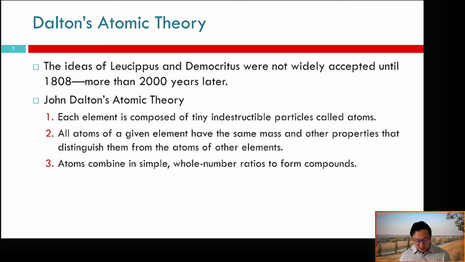It wasn't until over 2,000 years later that this was widely accepted in John Dalton's atomic theory. His formal theory is that each element is composed of tiny, indestructible particles called atoms, that all the atoms of a given element have the same mass and other properties that distinguish them from the atoms of other elements, and that atoms combine in simple whole number ratios to form compounds, right? Like we talked about with water.